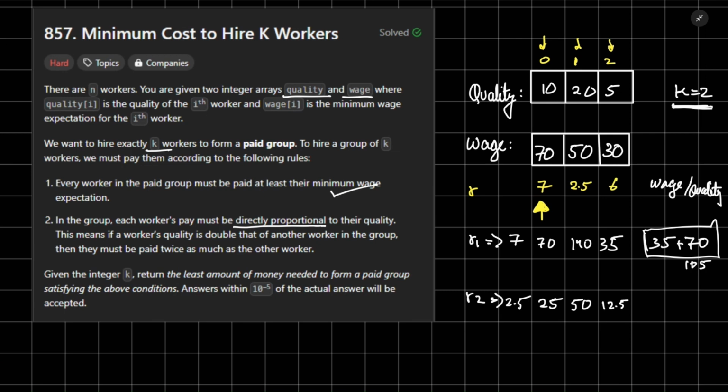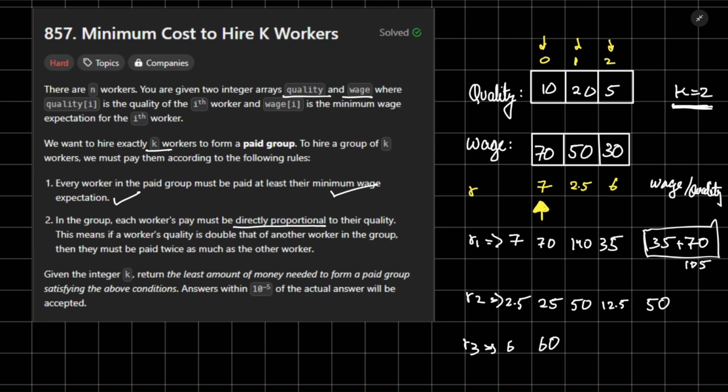But what is the problem? You can take this worker, that will be 50, but you cannot take them because we have condition 1, that we have to pay them at least the minimum wage. And this is lesser than the minimum wage, and similarly this is also less than the minimum wage, that is, it is less than 30. So now let's take R3. R3 is 6. So for worker 1, it will be 60. And as you can see, this is less than its minimum wage of 70. So we cannot afford him. So we cannot take this worker.